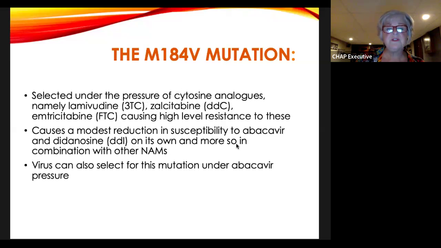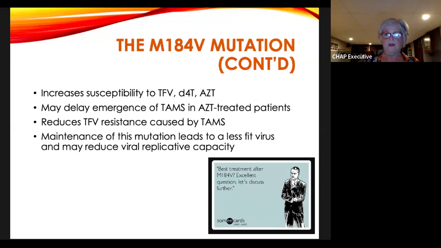It causes a modest reduction in susceptibility to abacavir and didanosine on its own, and more so when it is in combination with other nucleoside analog mutations. And just an extra aside, virus can also select for this mutation under abacavir pressure. We saw it a lot in Kivexa failures or abacavir plus lamivudine failures, and that is because both of those agents could select for the 184V mutation.